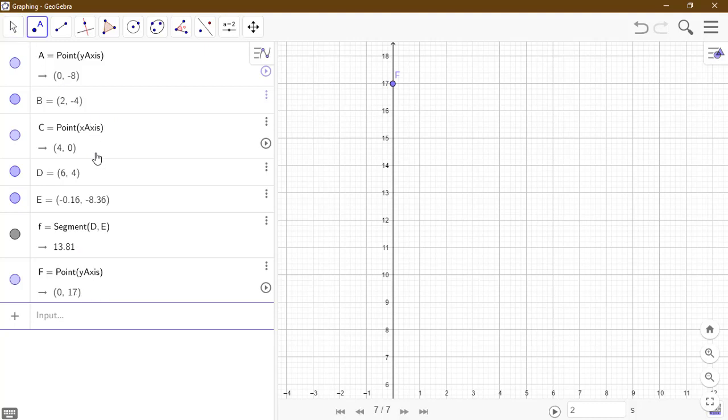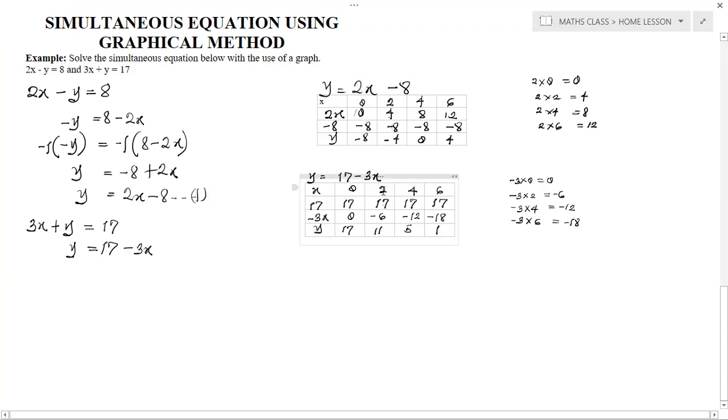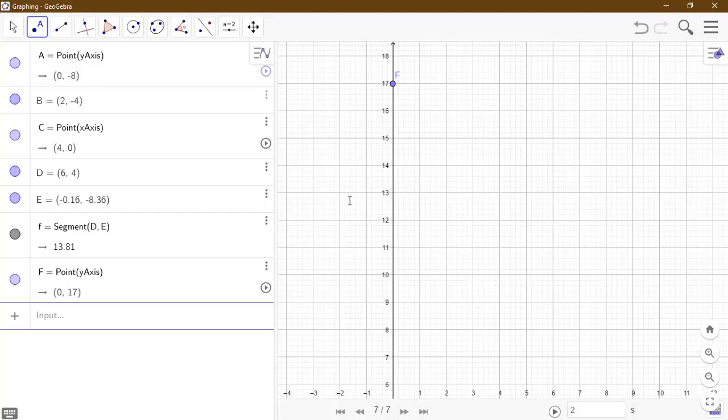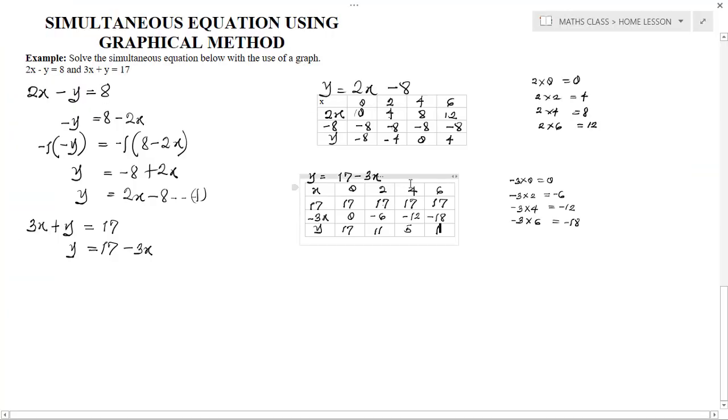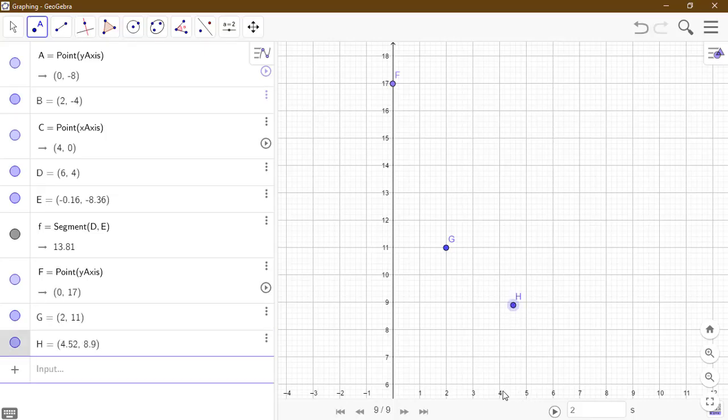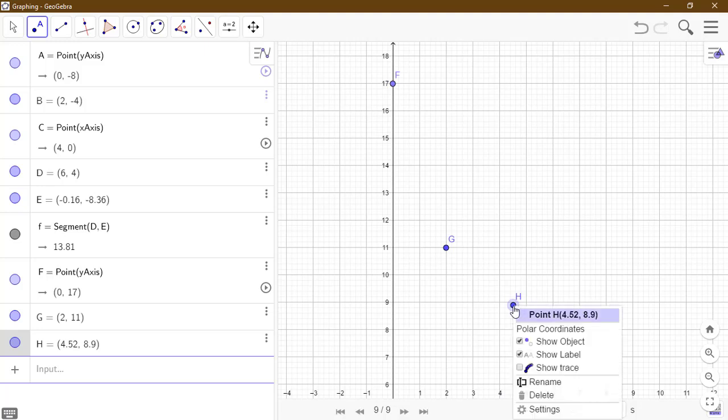The next, when x is 2, y is 11. 2 and 11 here. The next one, when x is 4, y is 5. Oh, this is not the position I need. It's the wrong position.